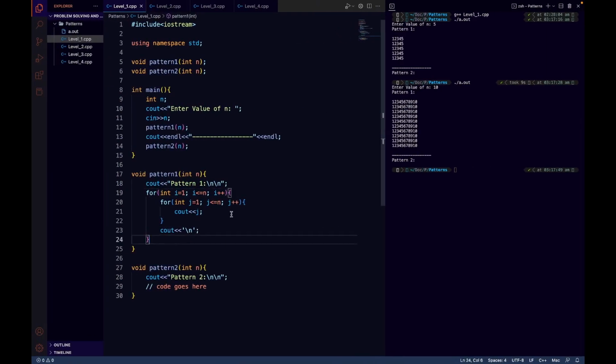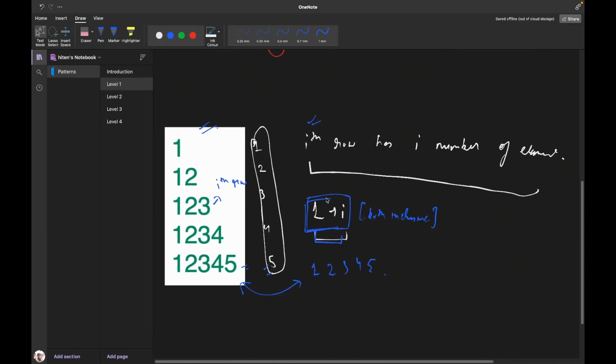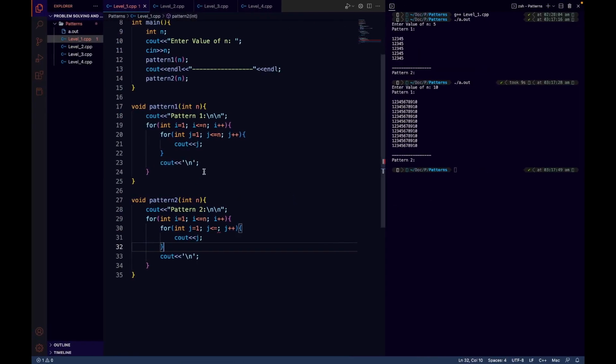The code would be simple, as that of the previous pattern, but the change would be in one place only. Let me just copy paste the code. So this inner for loop is responsible for printing the sequence, and this outer for loop is responsible for giving me the ith row, right? And we know that for a particular ith row we need to print the numbers from 1 until I. In the previous one we were printing the numbers from 1 to n. In this one we need to print the numbers from 1 to I, so I'll just replace n with I, and this is the code for the second pattern. Let me just run it quickly.